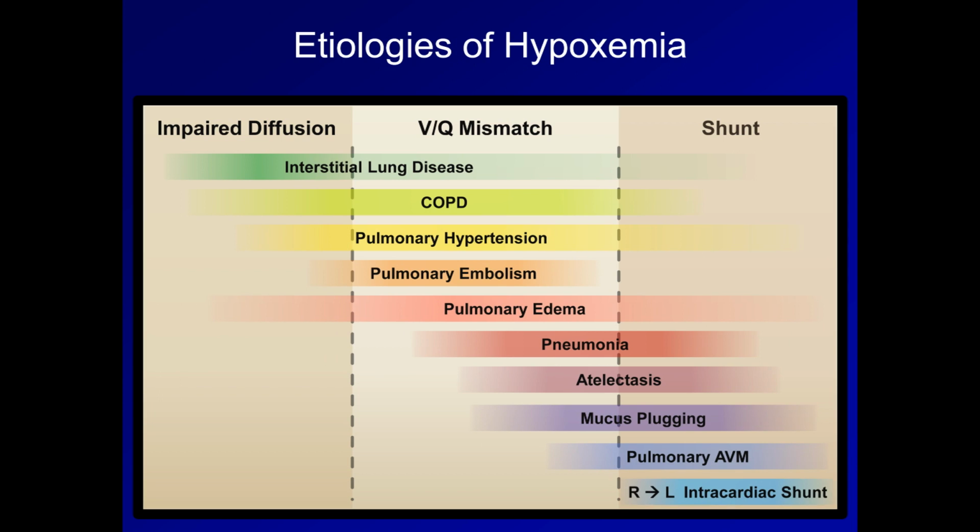The only etiology that clearly falls into just a single mechanism is a right to left intracardiac shunt. I'm going to go back now and talk a little bit more about VQ mismatch and shunting, in order to demonstrate an important principle that can be used to differentiate the more prominent of the mechanisms at work.